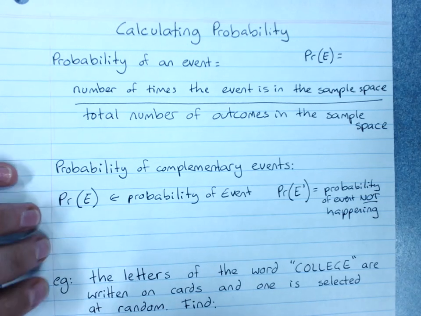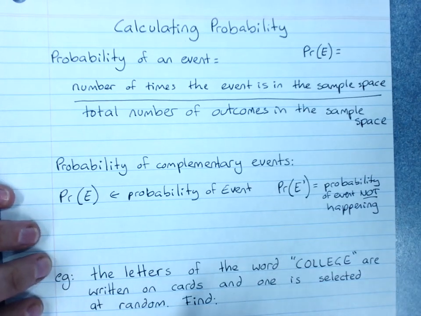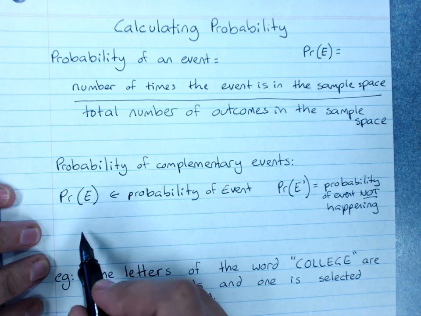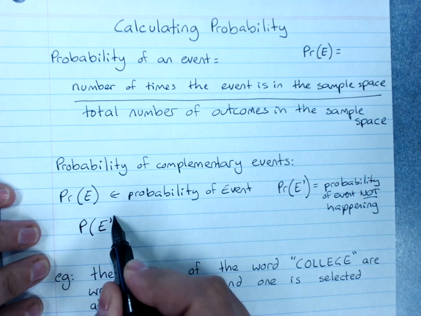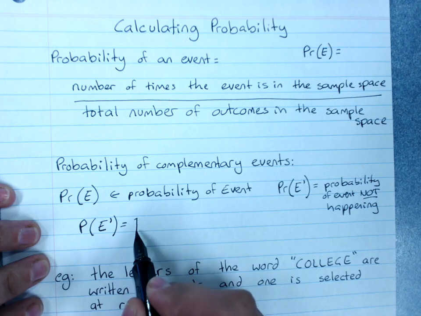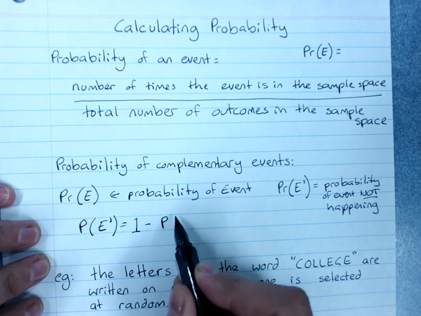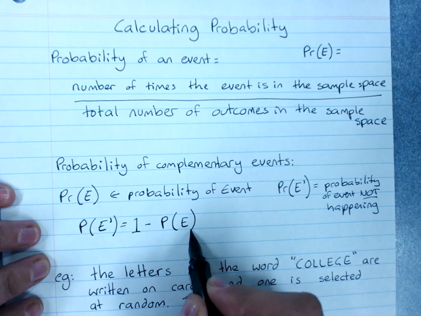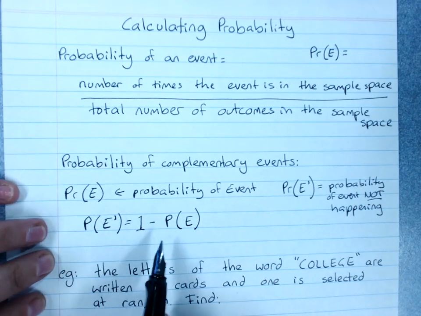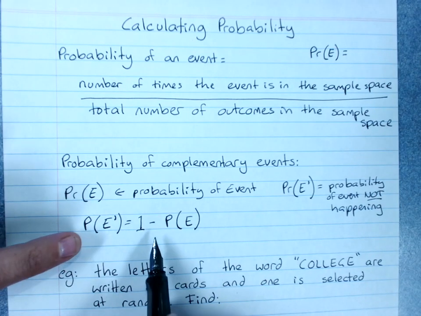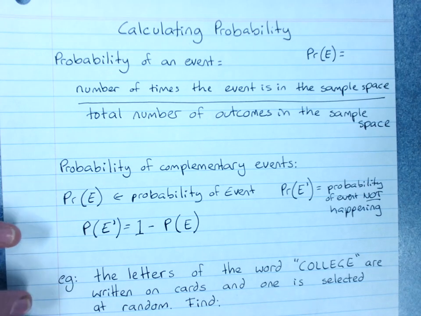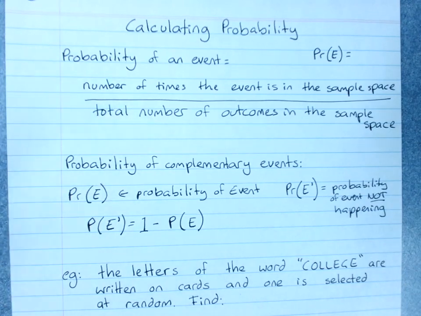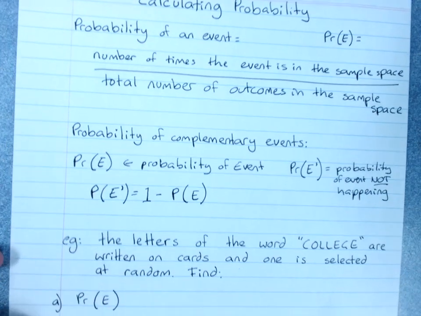Now you've got a couple of ways of finding the probability of complementary events. I'm going to write down that the probability of the event not happening is 1 minus the probability of the event happening. But not everyone's going to like this notation, this way of writing things. So I'll show you this as normal working as well. These can be a little bit confusing until we get our heads around them.